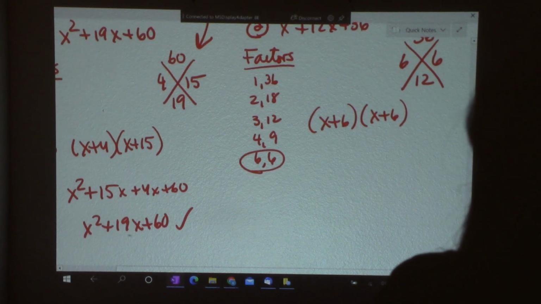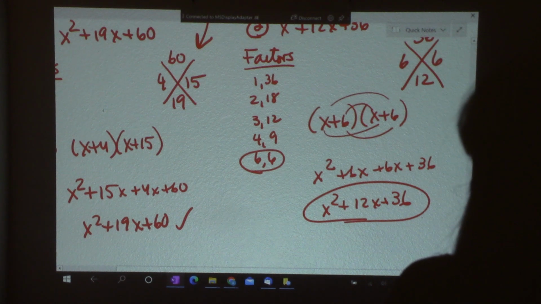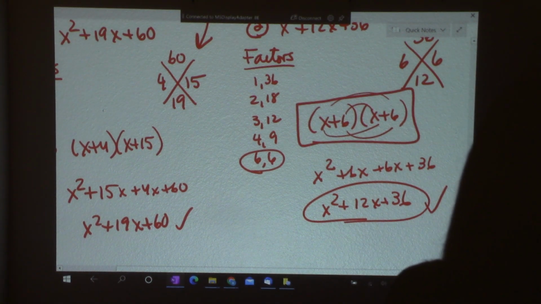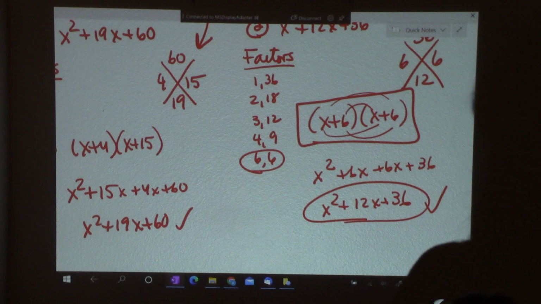So let's check it. First, outside, inside, last, and I get that. Okay, and it's correct. So here's my answer. x plus 6 times x plus 6. Okay, I hope you understood those first two.